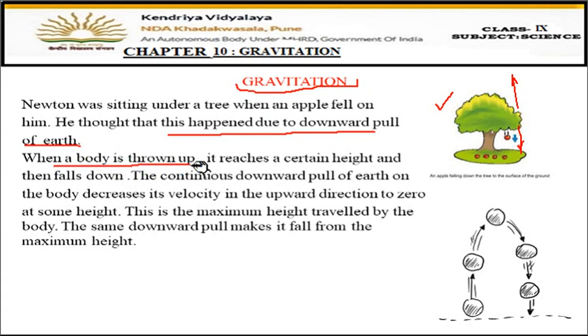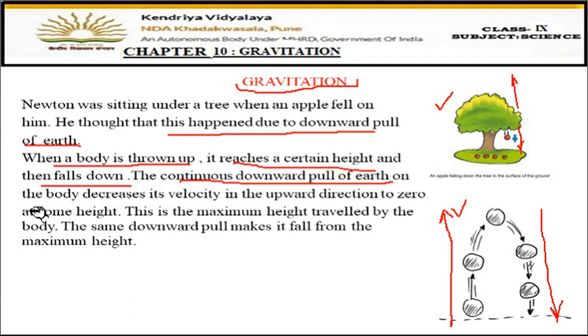Now, if we throw something upward, a stone, a piece of paper, or any kind of box, then after reaching a certain height, it again starts falling down. As you can see in the picture here, suppose you have thrown a ball in the upward direction. The ball has started from this point. The ball will reach up to a certain height, which depends on how much force is applied on it. After reaching a certain height, the ball will again start falling downward, right? So the continuous downward pull of the earth on the body decreases its velocity in the upward direction.